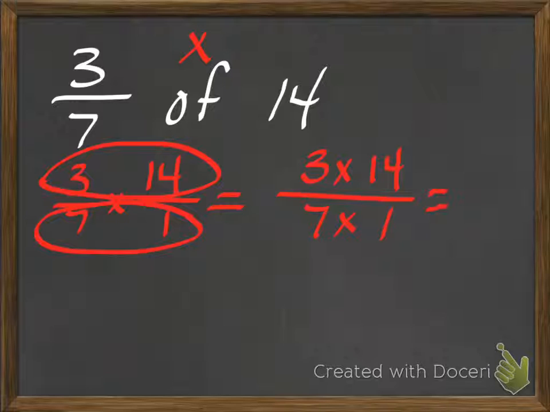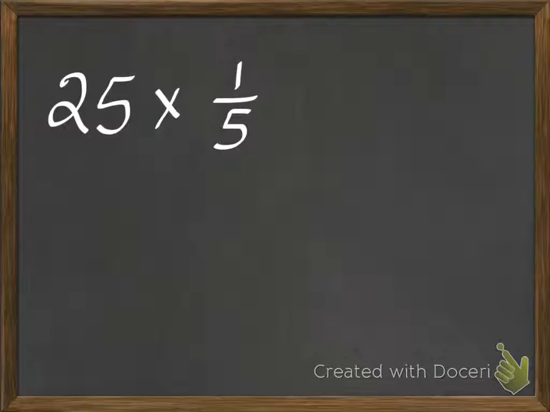3 times 14 is not a number that I know just off the top of my head, so I'll just do multiplication over here to the side. 3 times 4 is 12. Okay, 1, 3, 4. 42. So now I've got 42. And then 7 times 1 is 7. Now I've got 42 over 7, which is fancy division. 42 being divided by 7 equals 6.